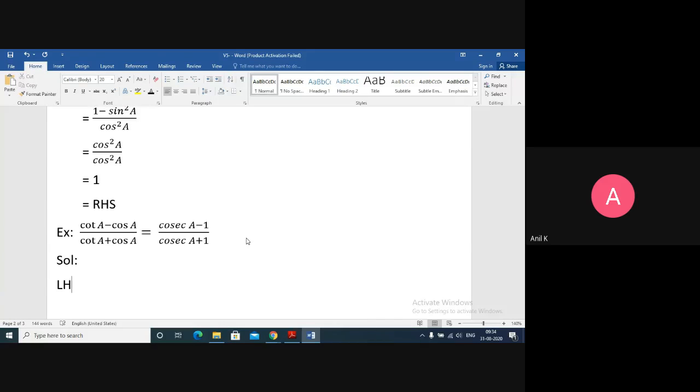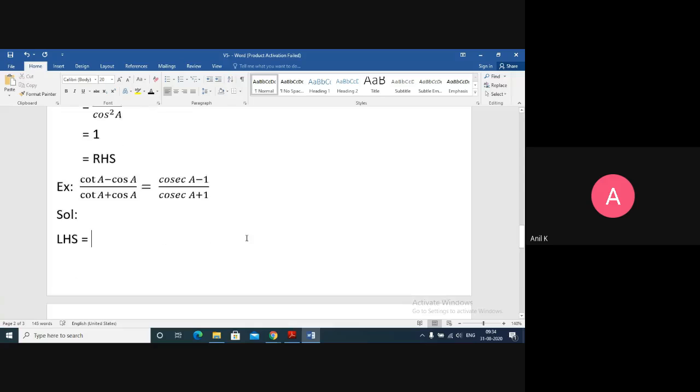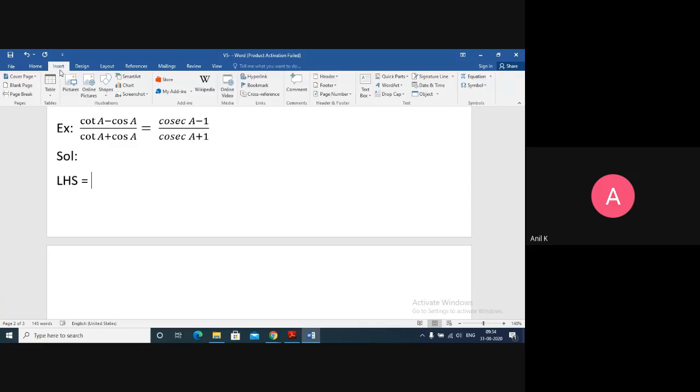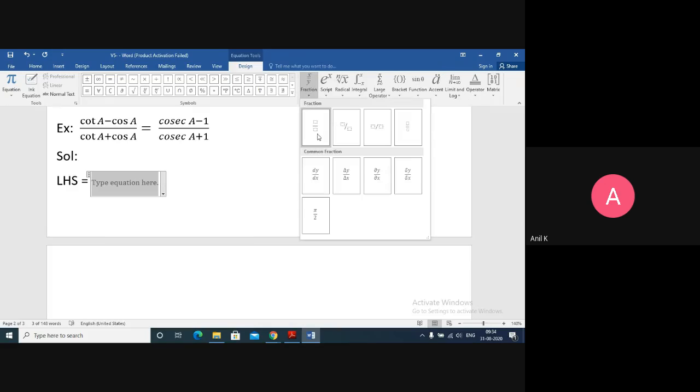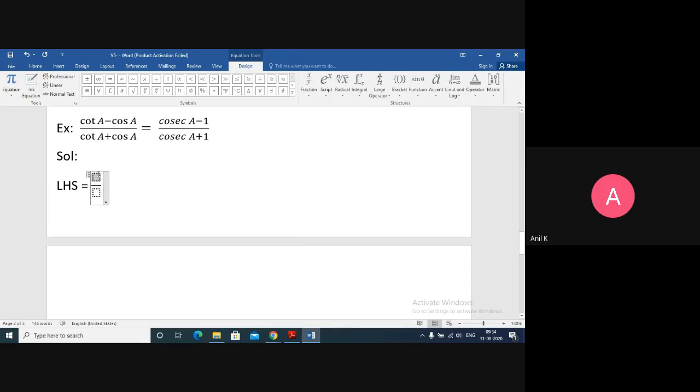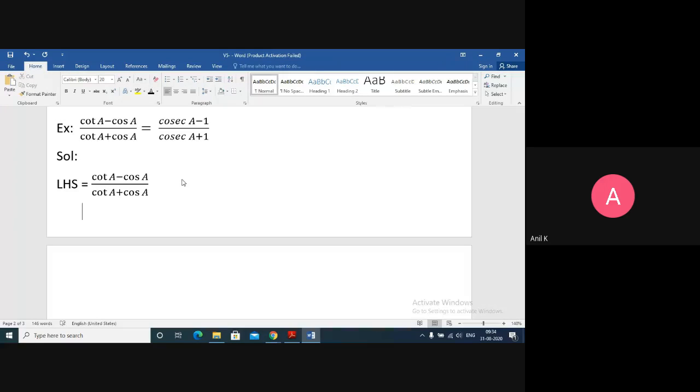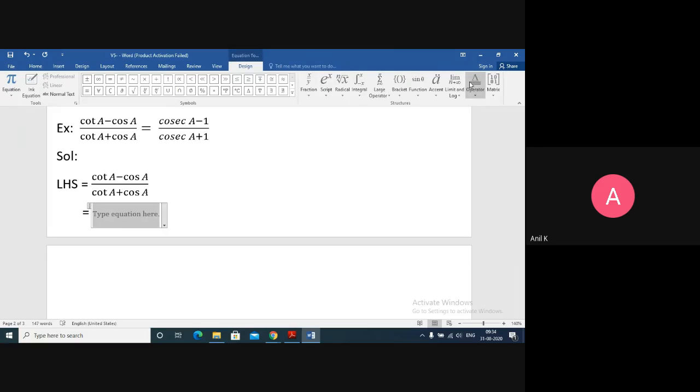Solution. Consider LHS equals to. You may ask why you are starting always with LHS only. You can try with RHS also. That also will give you the answer. So let me copy the LHS. LHS is equals to. Also the same process, whatever the terms are there, converted into sine and cos.